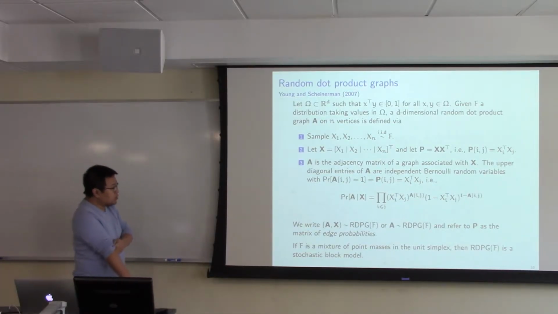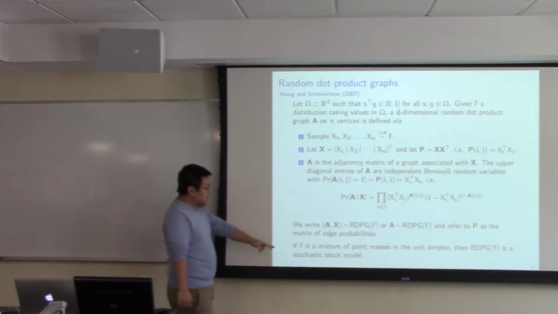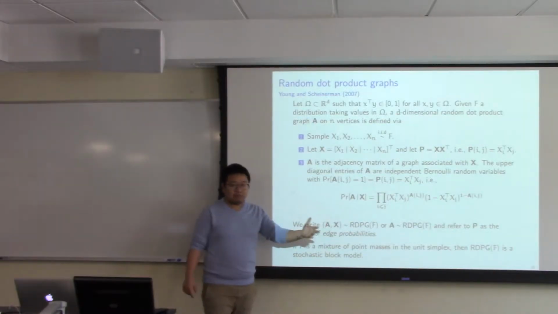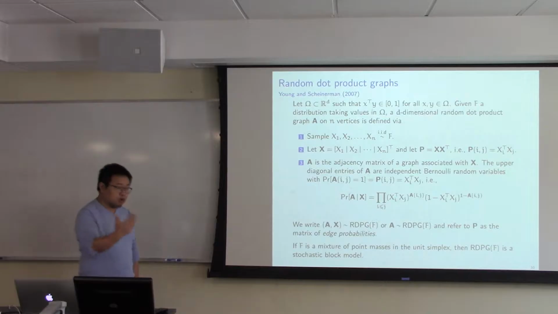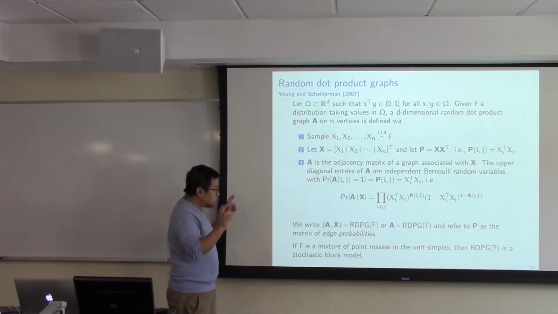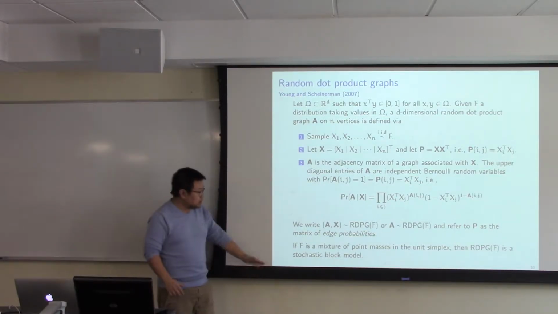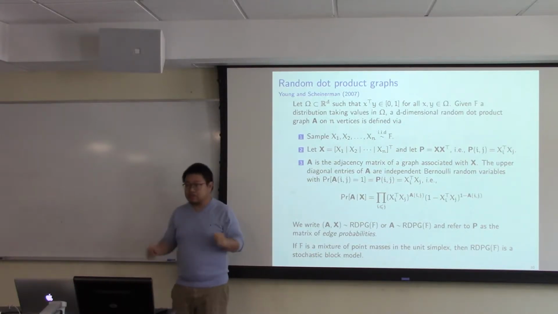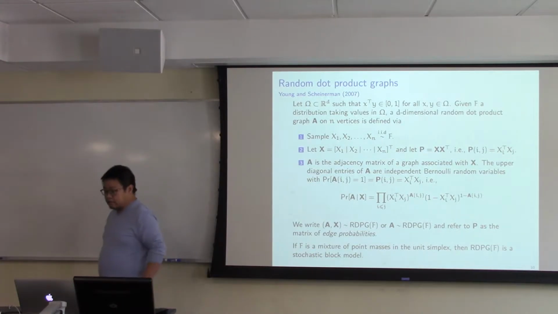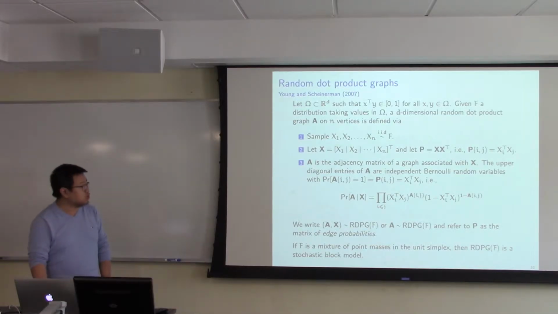Okay? So the main thing, like I said earlier, is that if F is a mixture of point masses, then RDPG(F) is a stochastic block model. And there is a slight converse that says any stochastic block model can be modeled as what is called a generalized RDPG. We also have results for that, but for simplicity, we'll present the RDPG here.